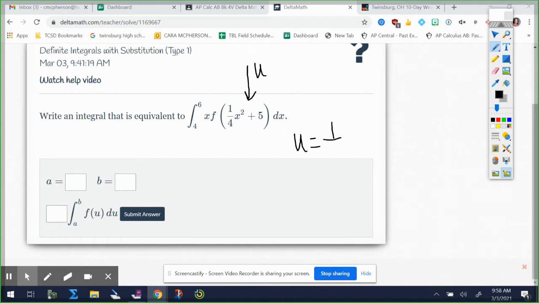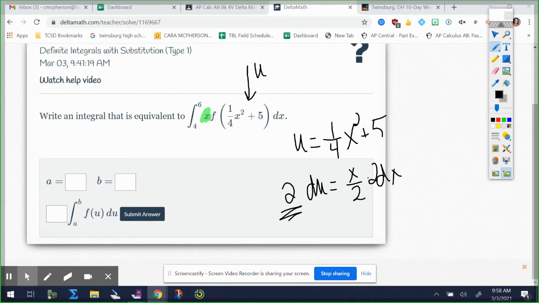So you're going to have u be 1/4 x squared plus 5. You're going to take the derivative of that, find the du. So power out front, power 1 less, you get x over 2. You're going to look at what's actually in the problem. In the problem, we have x. We don't have a divided by 2. So to get rid of the divided by 2, we're going to multiply both sides by 2. And that's going to become the adjustment of my integral.